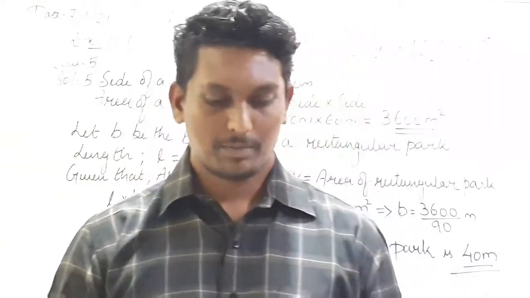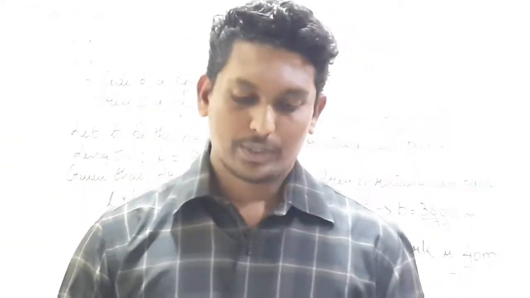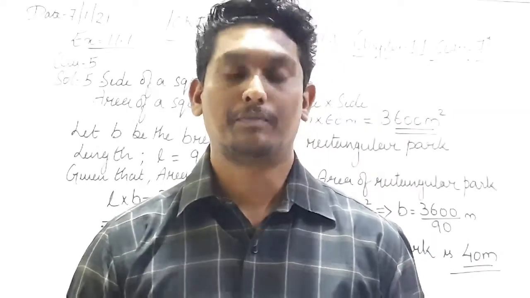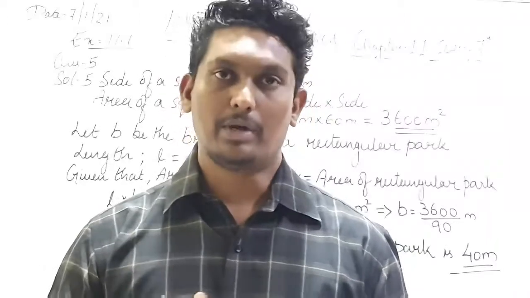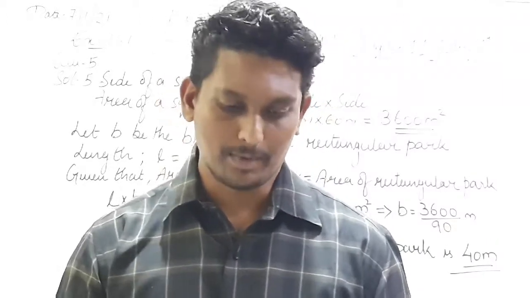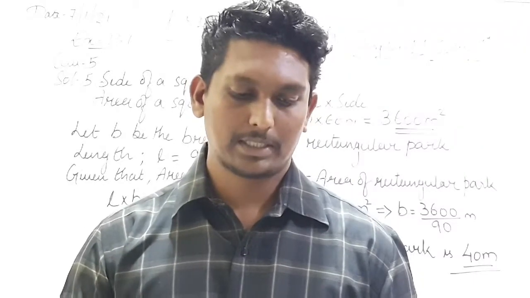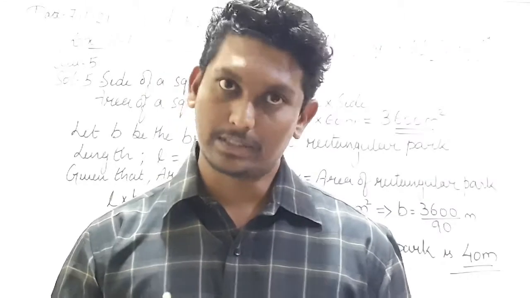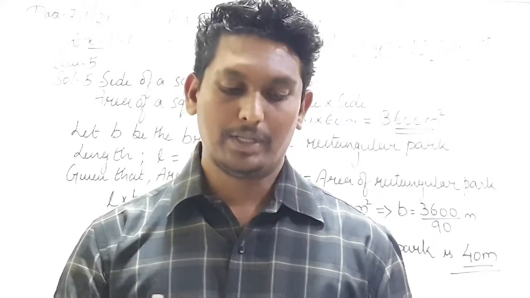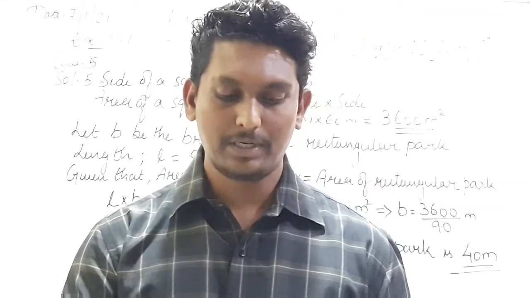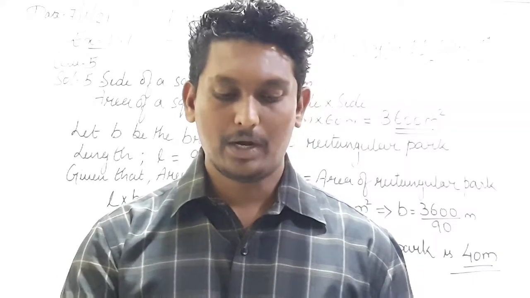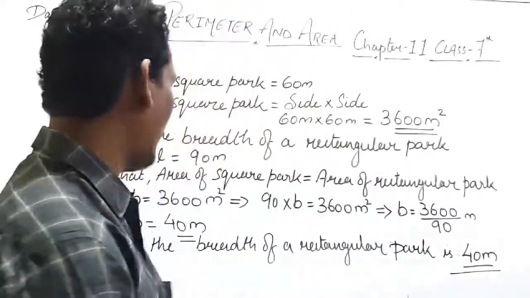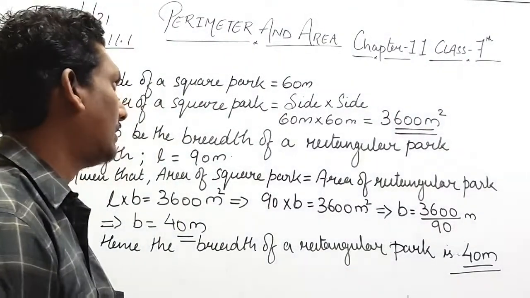Now come to the next question, that is question number 5. I'm reading the question. In this question, the area of a square park is the same as that of a rectangular park. Means the area of the square park is equal to the area of the rectangular park. The side of the square park is 60 meter, and for the rectangular park, the length is given as 90 meters. We have to find out the breadth of the rectangular park.